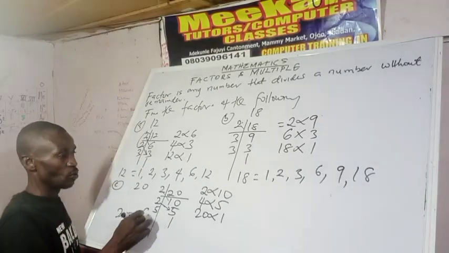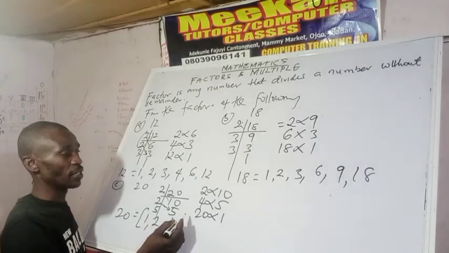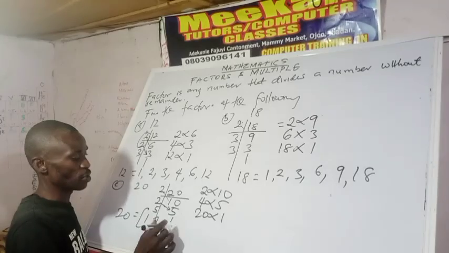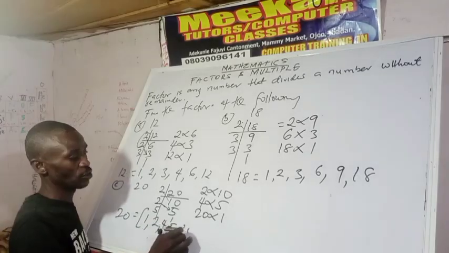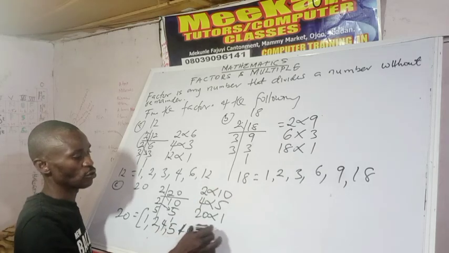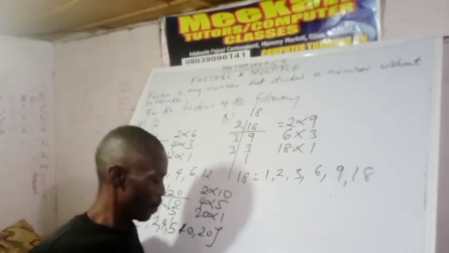becomes what? 1. We have 2. Which other one do you have again? We have 4. And we also have what? We have 5 and 10. 10 is here, and we also have 20. These are the factors.